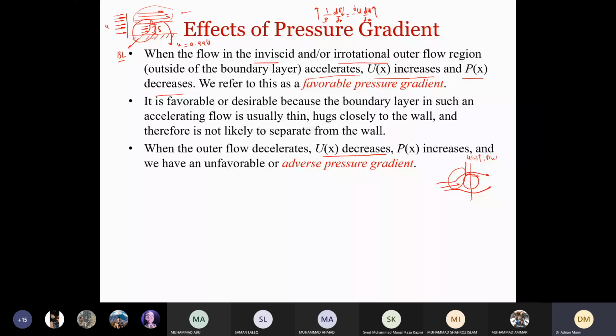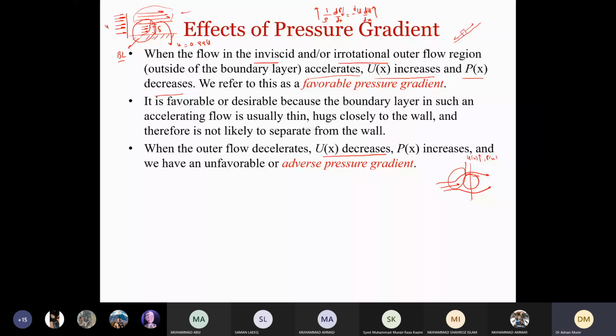When the flow velocity decreases and the pressure increases, what happens? Normally, when you are moving uphill, for example, and you don't have sufficient energy to walk, what is going to happen? You are going to start decelerating. When you decelerate, that means your velocity is not increasing, and instead of moving in the forward direction, you will be forced to move in the backward direction, right? Same is the case when we have adverse pressure gradient.